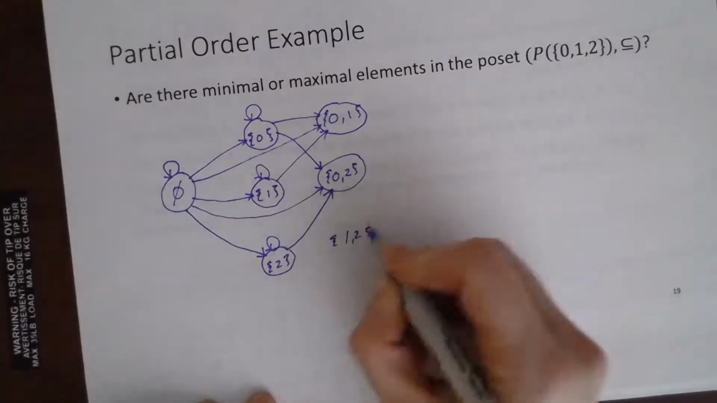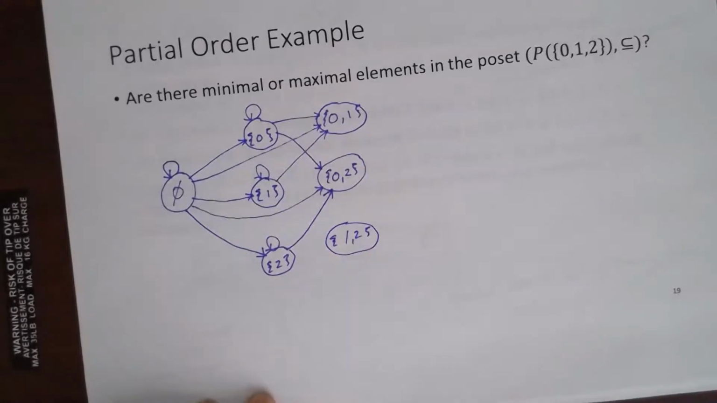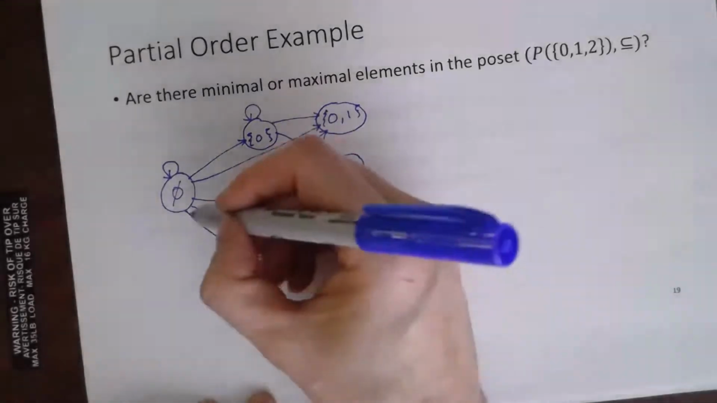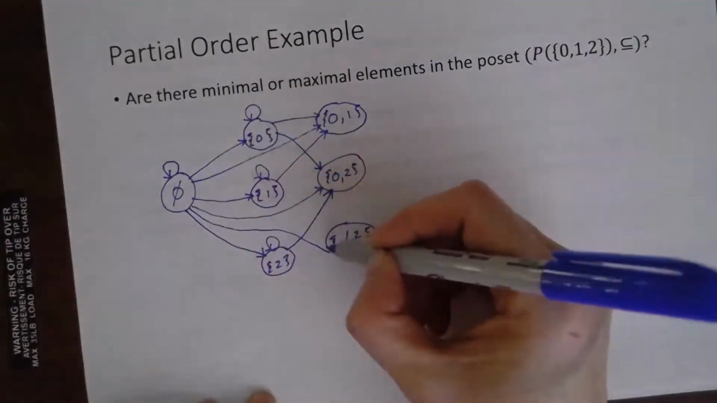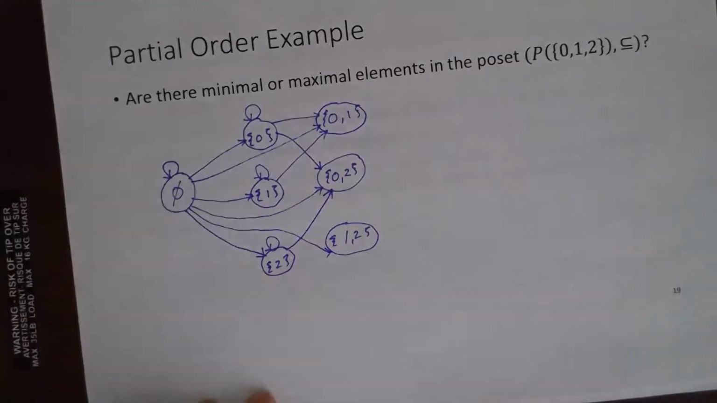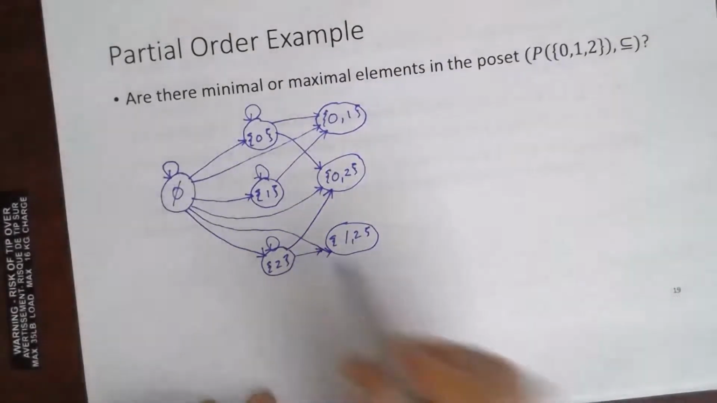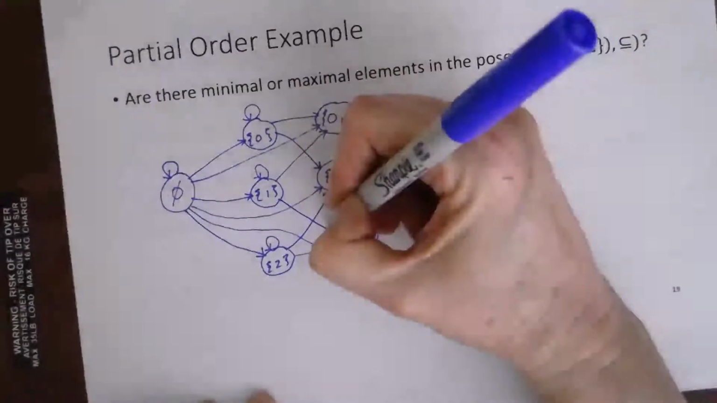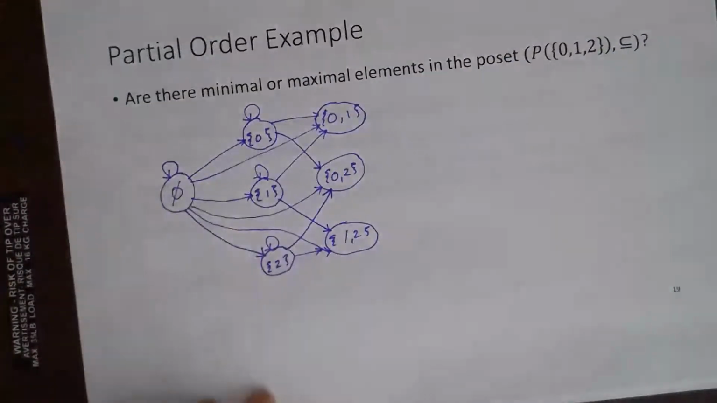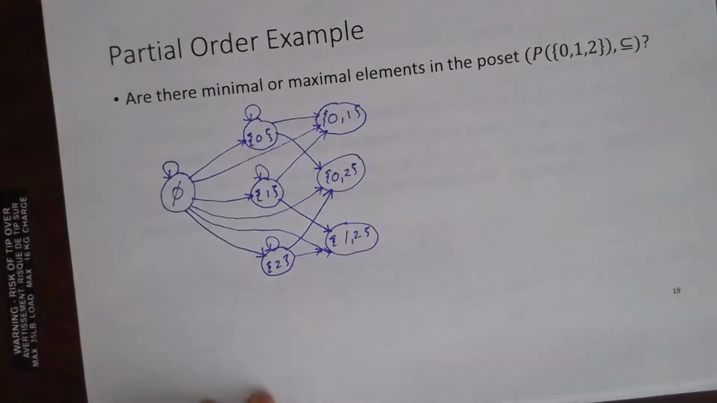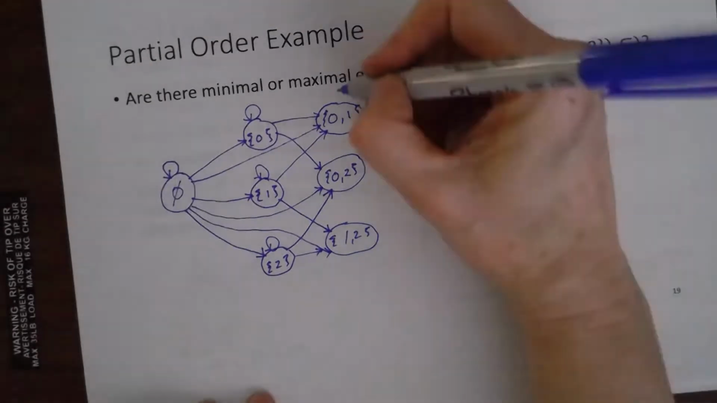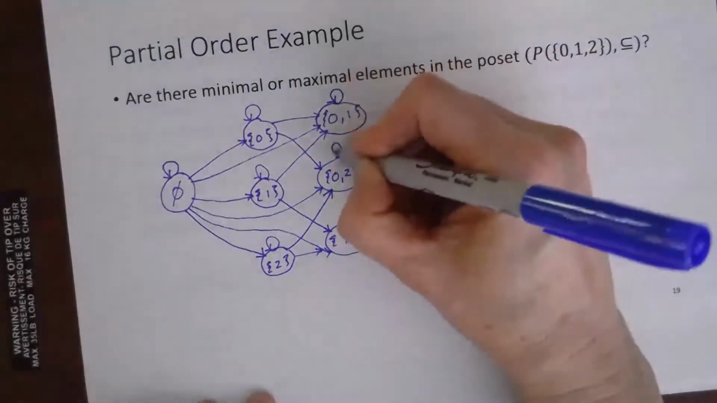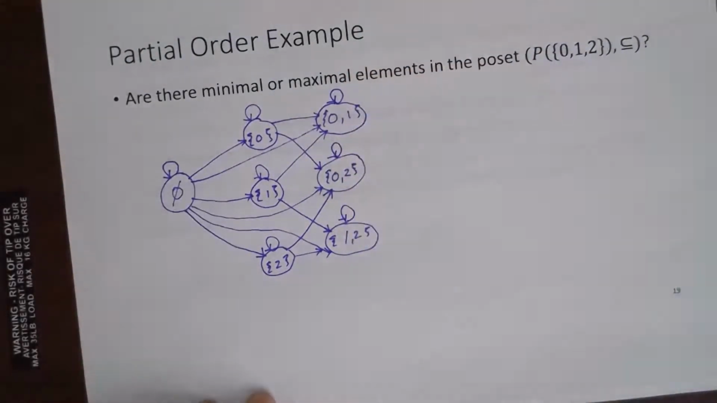1, 2. Okay, of course the empty set has to be a subset of that, so let me put that in there. Then 2 is, so that goes over, and 1 is, but 0 isn't, so I don't need that one. Then every subset is a subset of itself, so let's put little self loops on all of these.